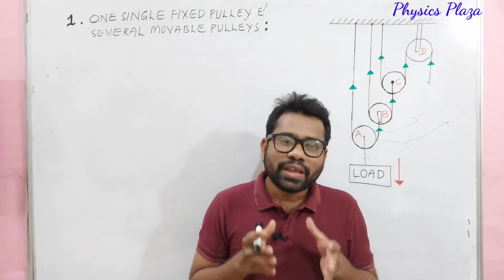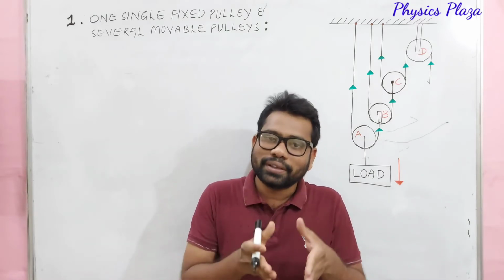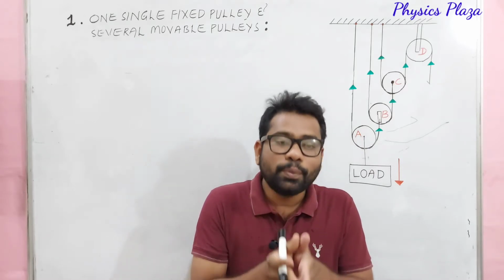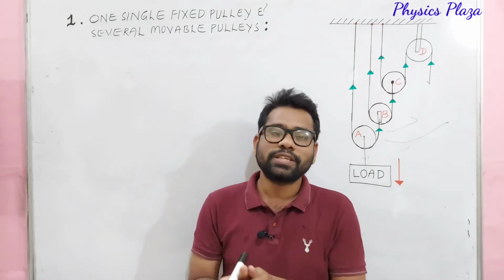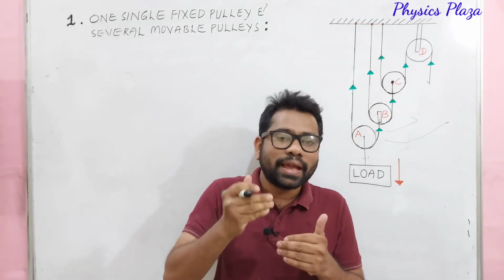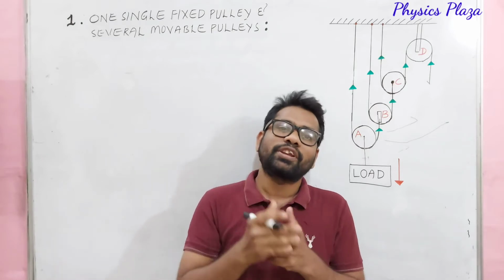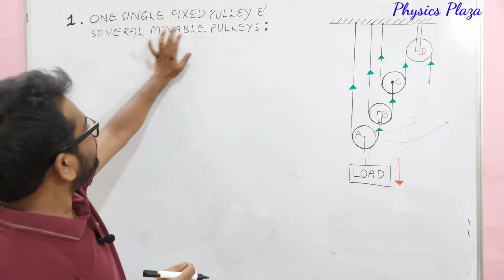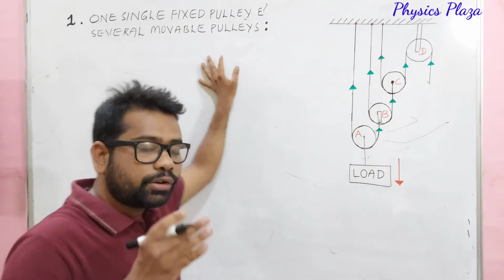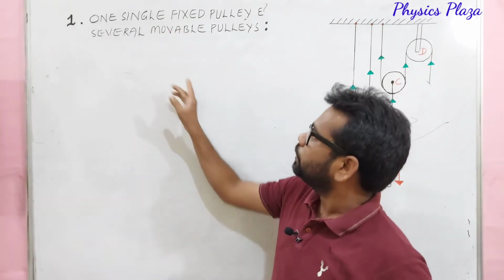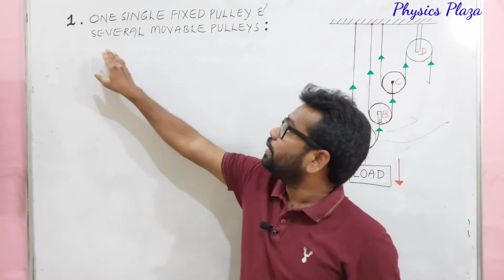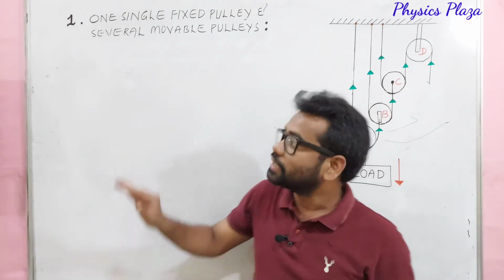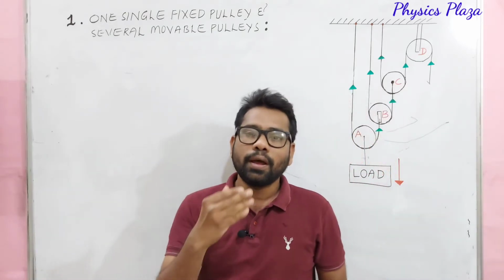So children, here we have two methods to combine the pulleys. In this video, we are going to discuss the two methods to combine a number of pulleys and how we can increase the mechanical advantage by using that combination of pulleys. The first one is one single fixed pulley combined with several movable pulleys. And the second method is block and tackle. First we will discuss this method, then we will go for block and tackle.